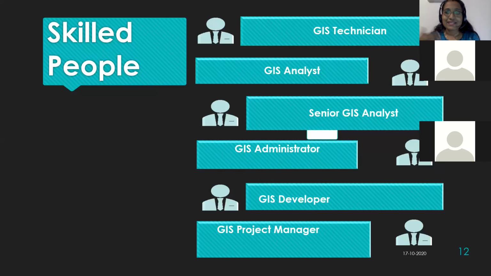The next component is skilled people. Skill is nothing but knowledge. If I have knowledge of GIS, then I can say that I am a skilled person, so that I can enroll in any particular field. I have listed many roles here, but this is not the same from one industry to the next. This may vary as per the industrial requirement.